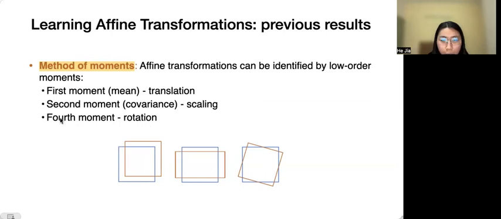And the last one, the fourth moment, corresponds to the rotation operation. This needs some proof, and we'll show in the next slides what exactly the theorem is and how we can use these 4 moments to find an efficient algorithm to learn the affine transformations.